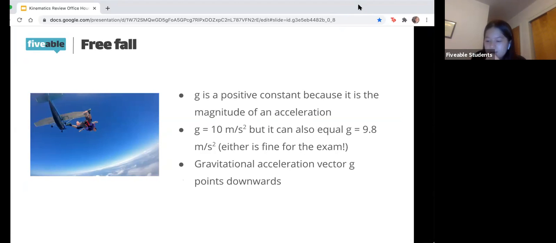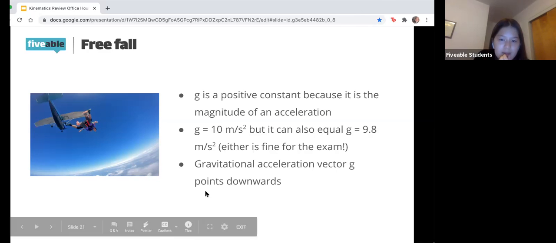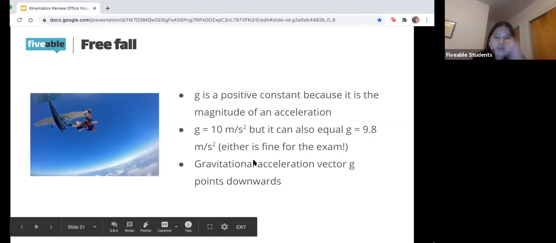Let me see if there's anything else. That's basically it. Oh yeah, and the gravitational acceleration vector points down, because gravity goes down.